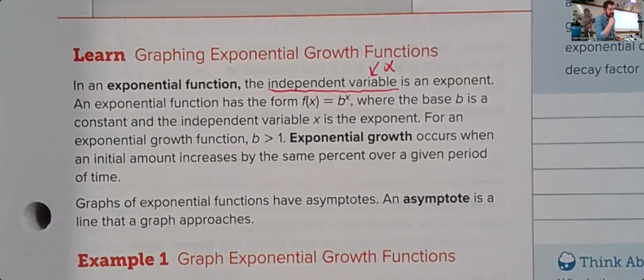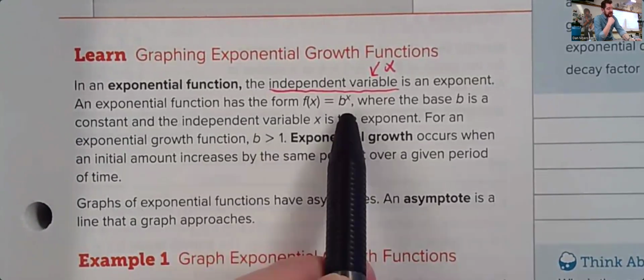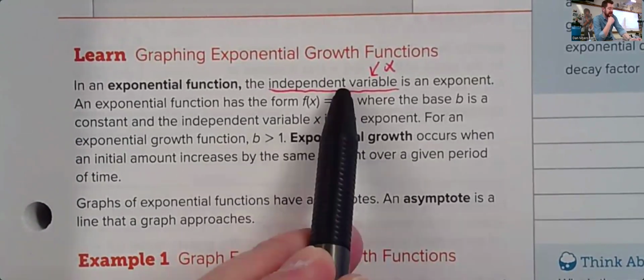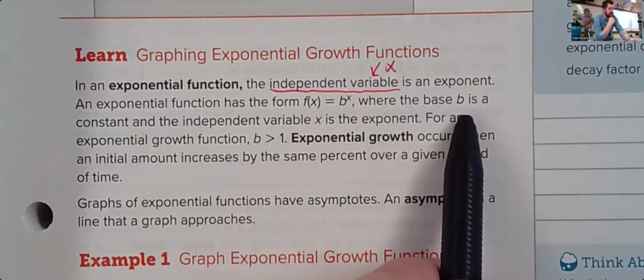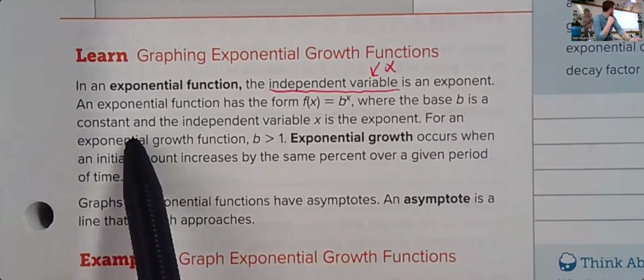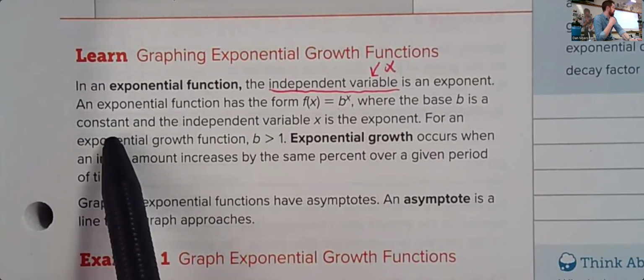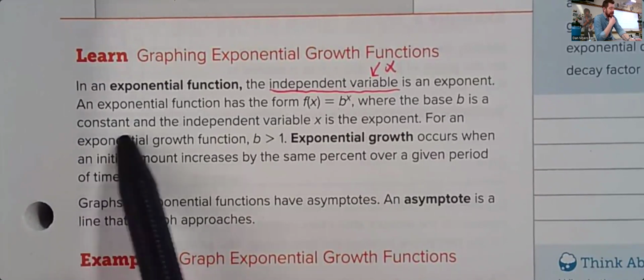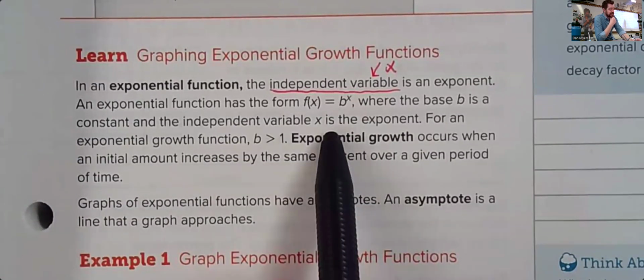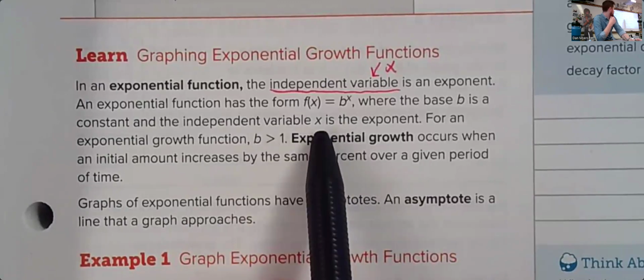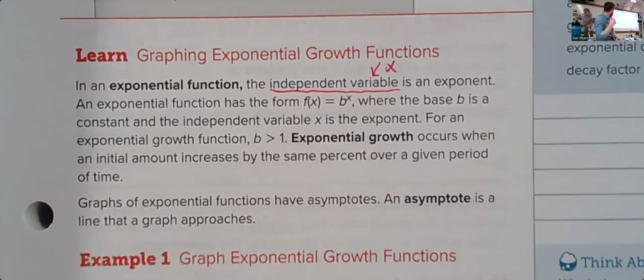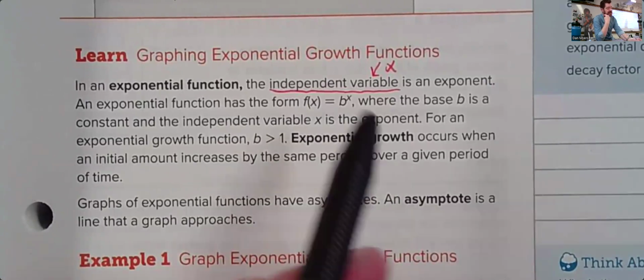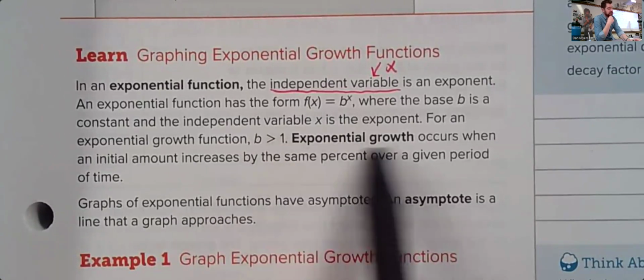An exponential function has the form f of x equals b to the x power, or y equals b to the x power, where the base b is a constant value, 2, 3, 4, 1/2, whatever you want. And x, the independent variable x, so it tells you right there, is the exponent. If something is going to be exponential growth, the value of b, the base value, is greater than 1.